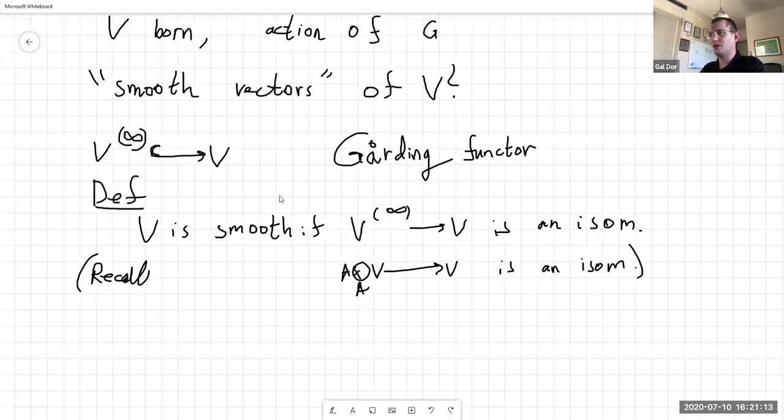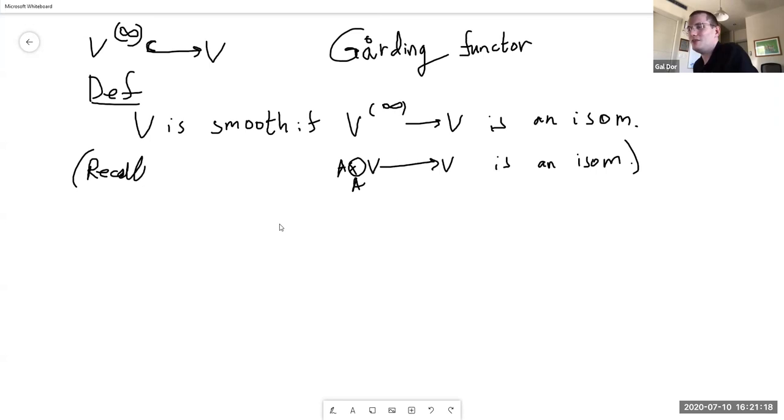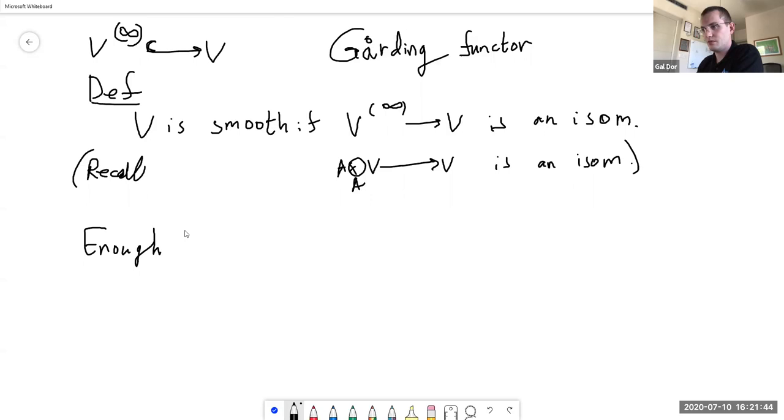So I want to talk about smooth representations, but really all I need to define is this Garding functor, the functor of smooth vectors. Now, as you can probably imagine, I don't have to define this functor on all bornological vector spaces. I can use ind-completion. Essentially, it is enough to define V infinity as a functor from seminormed vector spaces to bornological vector spaces.